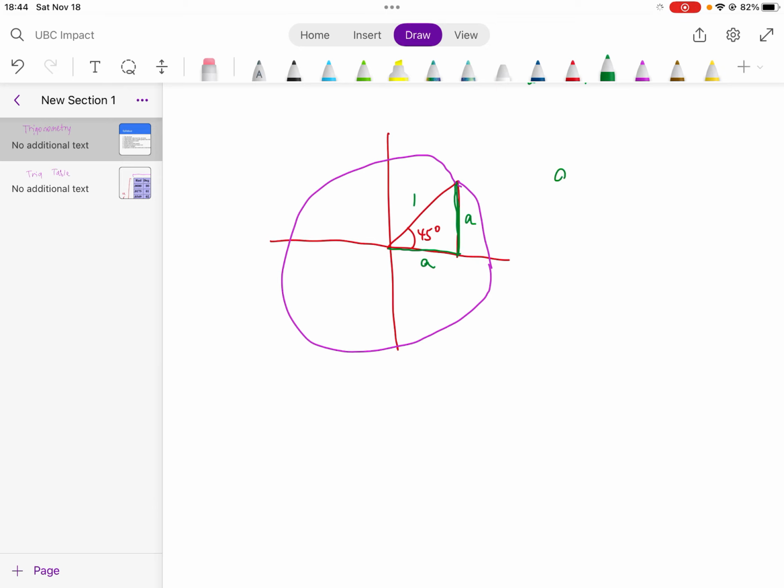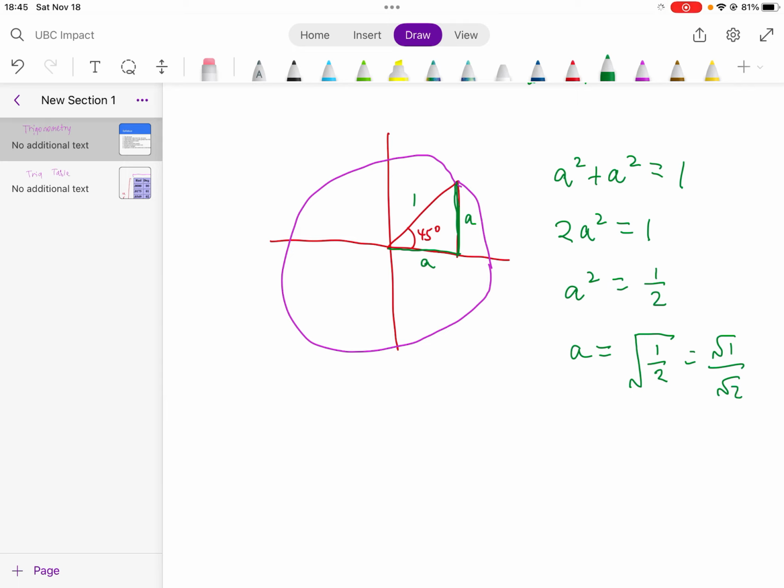By the Pythagoras, that means a squared plus a squared is equal to 1, which means 2a squared is equal to 1, which means a squared is equal to 1 over 2, which means a is equal to... In this case, everything is positive, so instead of plus or minus, I'm going to skip that and just write directly square root of 1 over 2, which is equal to square root of 1 over square root of 2. Square root of 1 is 1, and square root of 2 is square root of 2, so this is the answer. It's about 0.7, by the way.